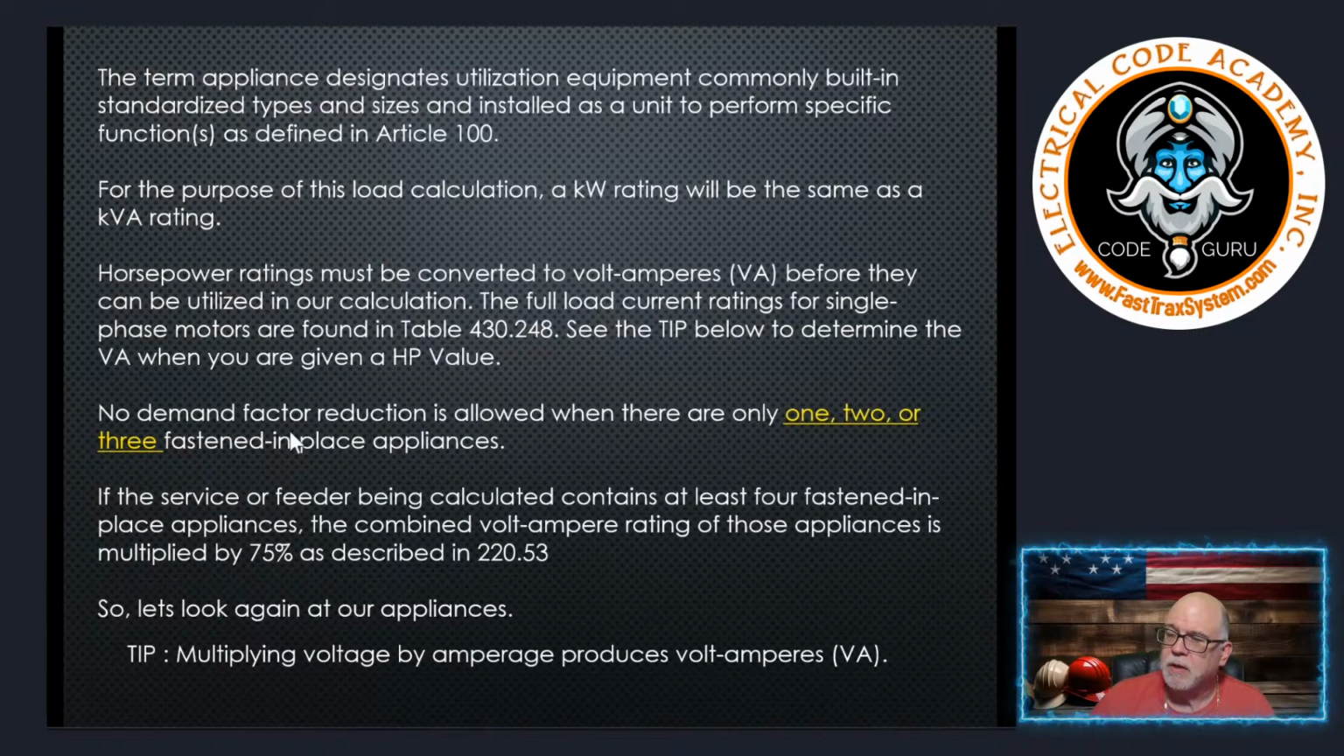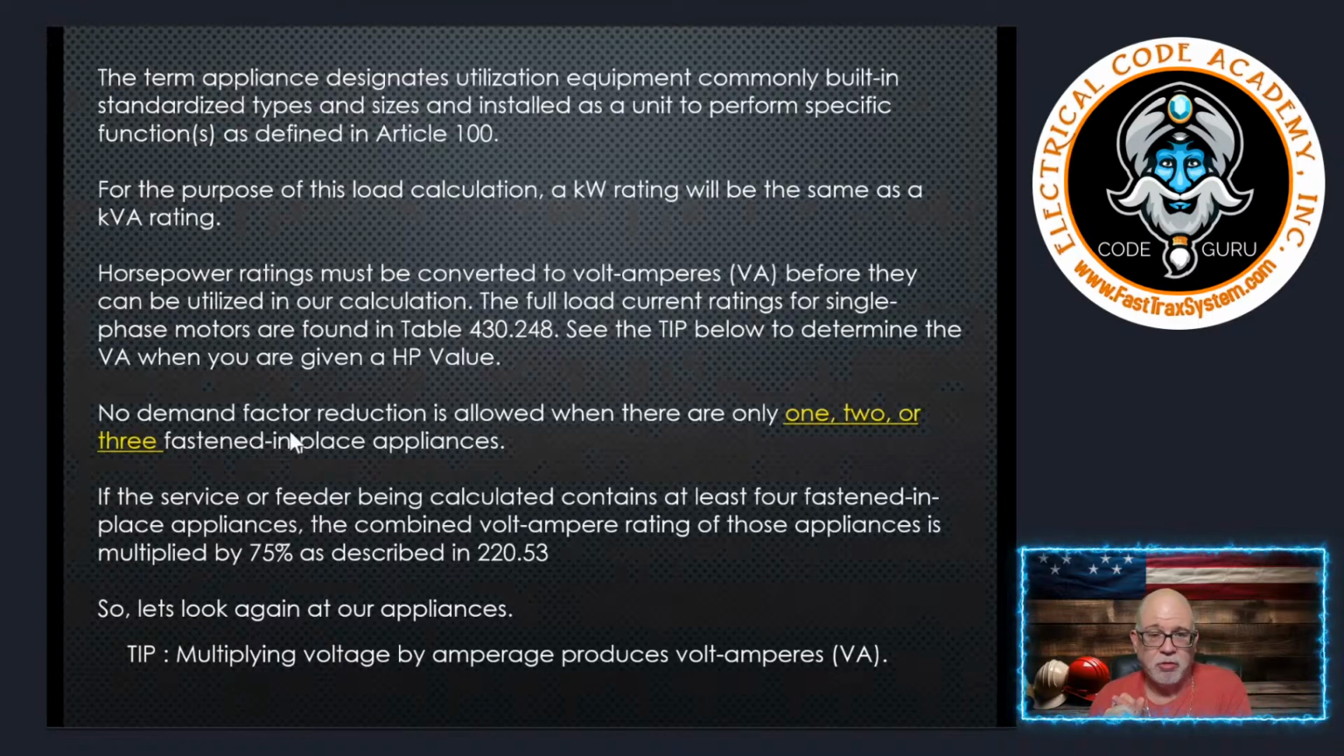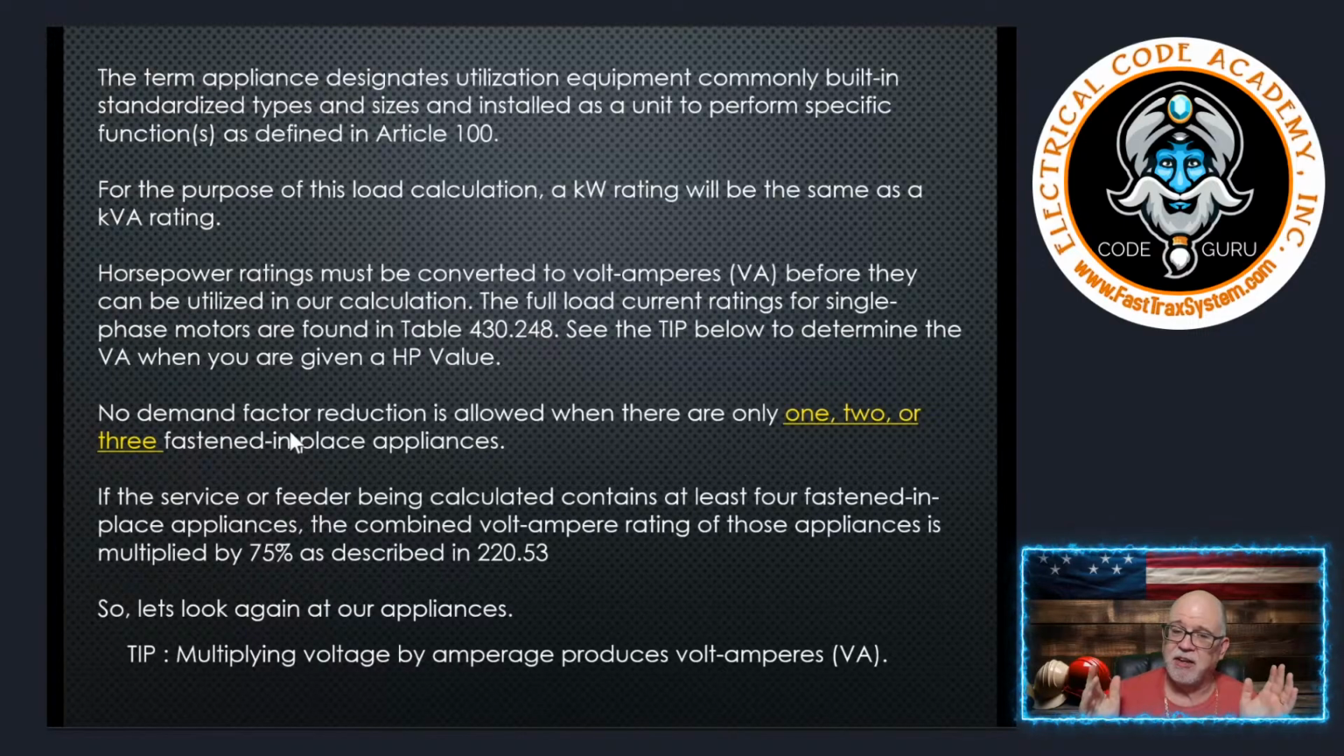All right, so another important thing I want to remind you: when we look at these appliances, if you're doing a load calculation on an exam or even in the real world, and you've only got 1, 2, or 3 appliances, then you do not get to apply any demands. You don't get to take advantage of 220.53. You just take those appliances at their full VA value and simply add them to your calculation. You don't get to reduce them in any way, okay?